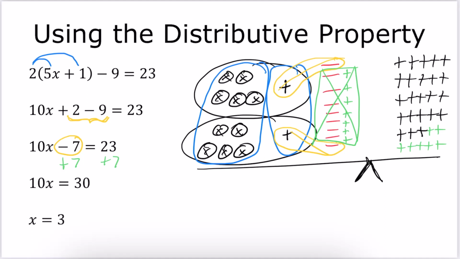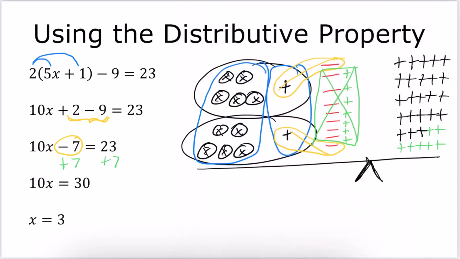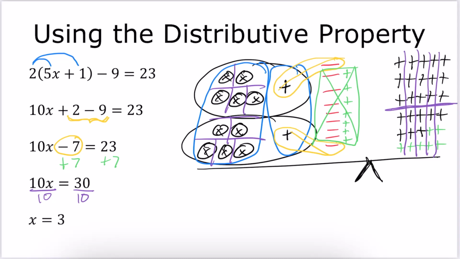And my last step is to divide both sides by 10 to isolate the x. And so when I do that, basically I'm splitting up these 10 x's into 10 equal groups, which gives you 1 x per group. And over here, when I take all 30 of my positives and I split them into 10 groups, well, I could start off by just splitting them up into 5 groups like this, and then splitting each of those groups up into 2 groups. So that gives me a total of 10 equal groups.